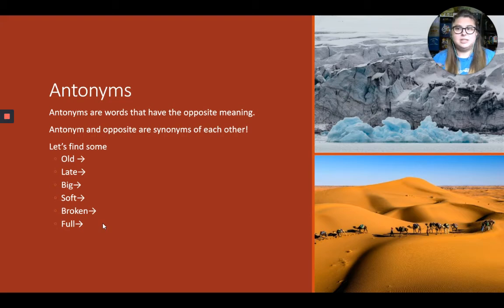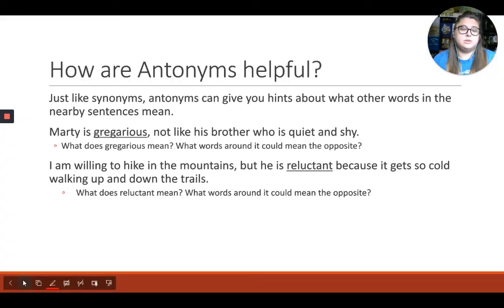So synonym is the same. Antonym is the opposite. What we're doing is we're using these similarly to find word meaning, though. So what I want to first start off by saying with antonyms is that we have certain signal words or clue words that help us find out that something is the opposite of something else, something that is not the same. So these are words like the word not and the word but.